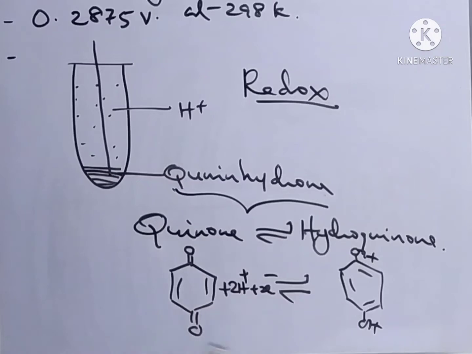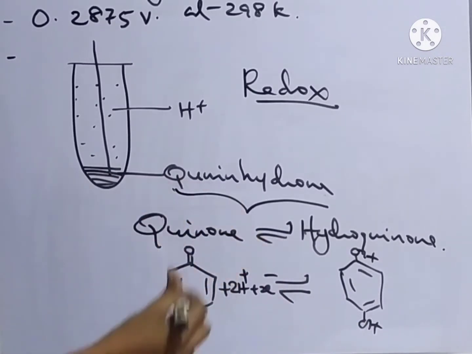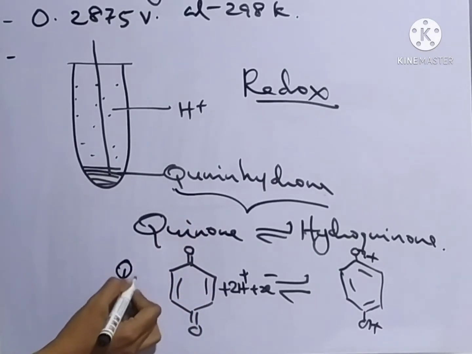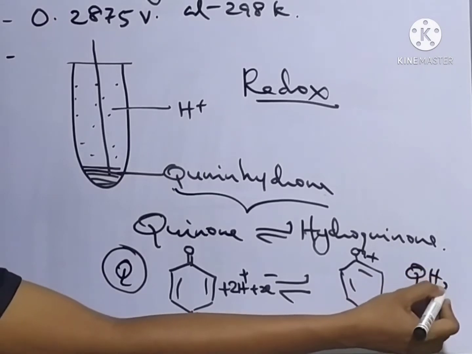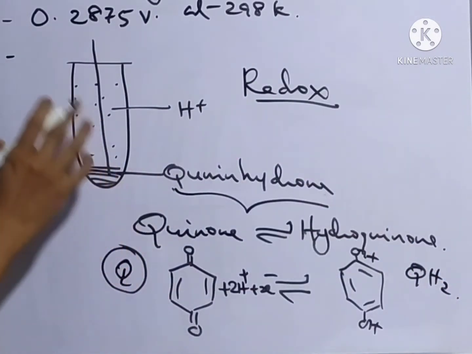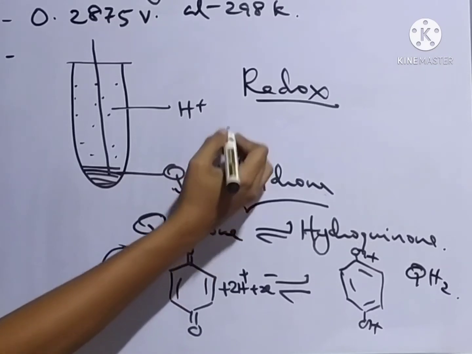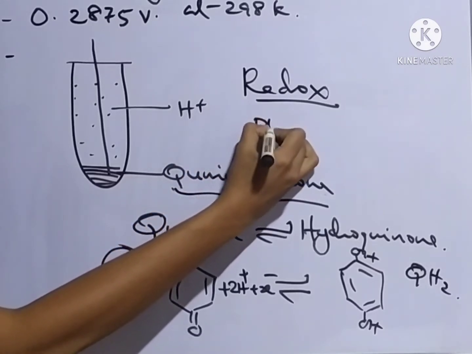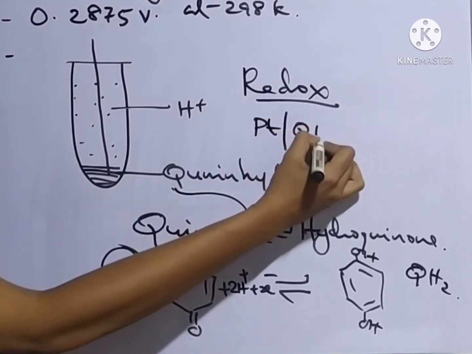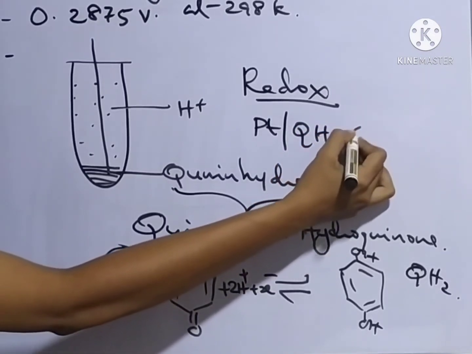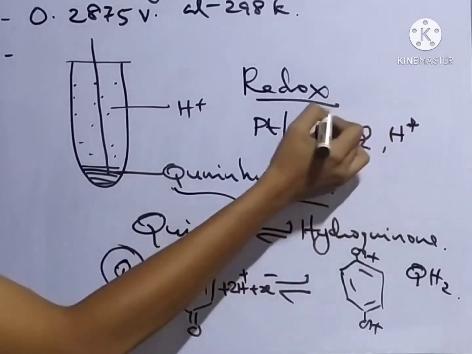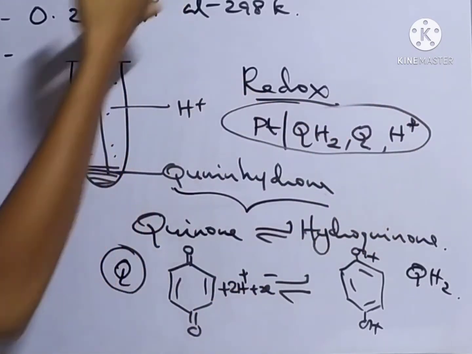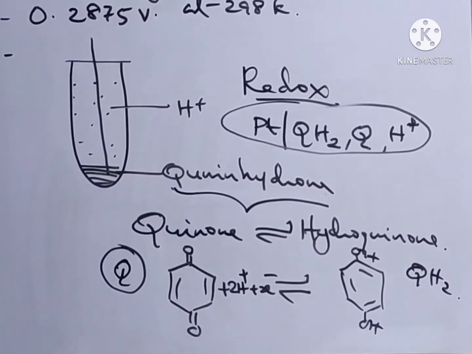So the basic oxidation reduction reaction is this. If we simply represent quinone as Q and hydroquinone as QH2, then we can represent the cell as platinum bar, quinone, QH2 and H plus. So this is the cell representation of the quinhydron electrode.